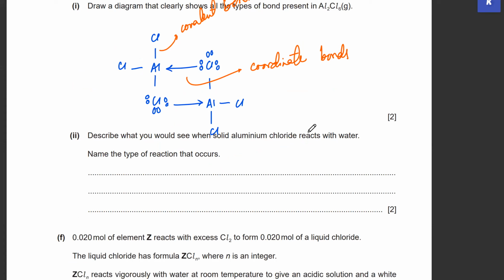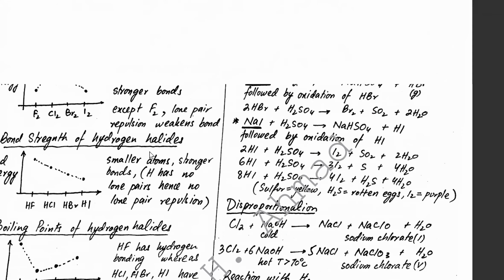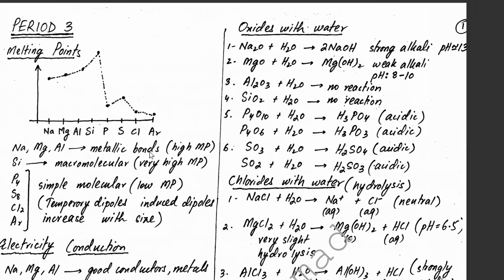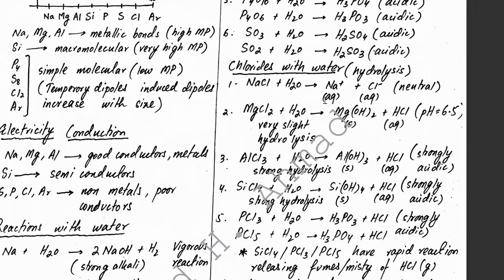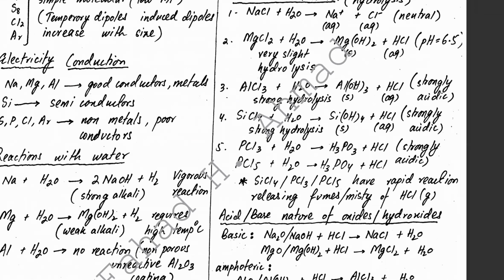And describe what will happen when aluminum chloride reacts with water. So this again, you just need to know the reactions of chlorides with water. What happens when aluminum chloride reacts with water? It forms aluminum hydroxide and HCl.